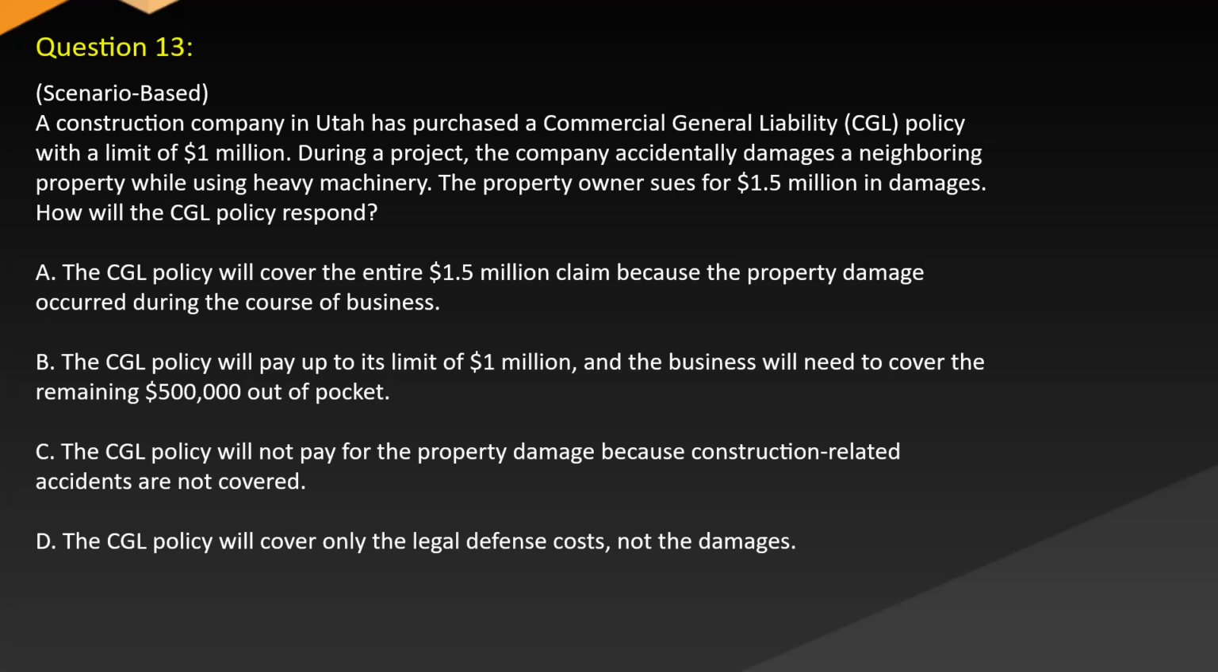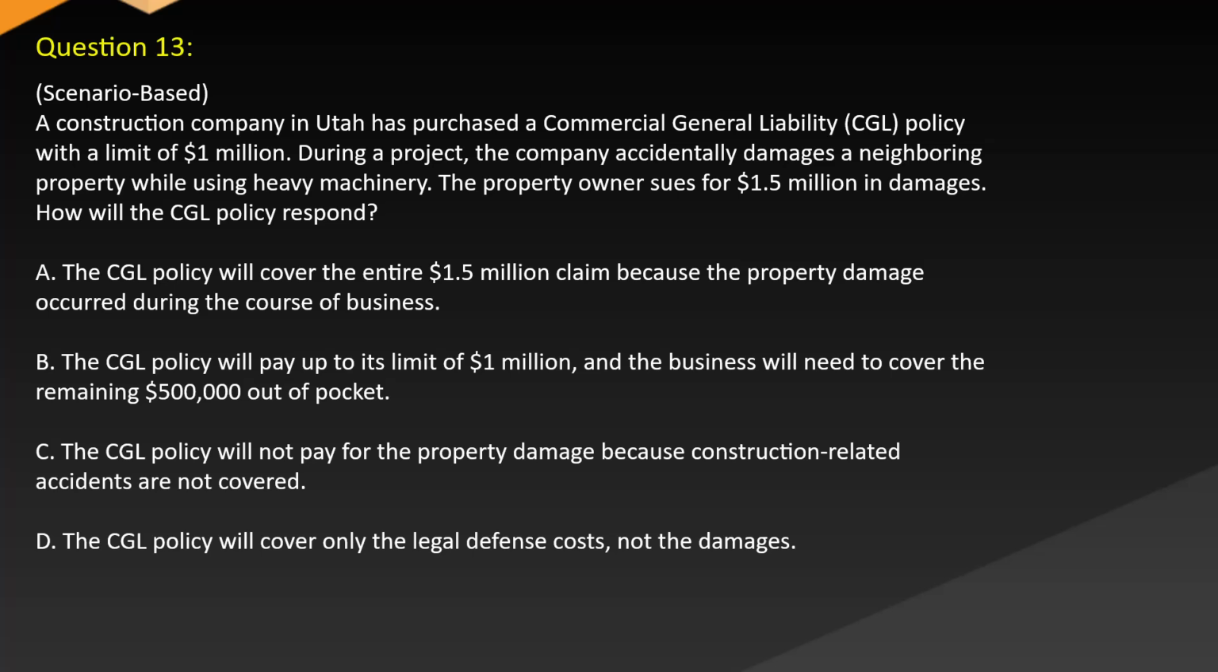Question 13. Scenario-based. A construction company in Utah has purchased a commercial general liability (CGL) policy with a limit of $1 million. During a project, the company accidentally damages a neighboring property while using heavy machinery. The property owner sues for $1.5 million in damages. How will the CGL policy respond?